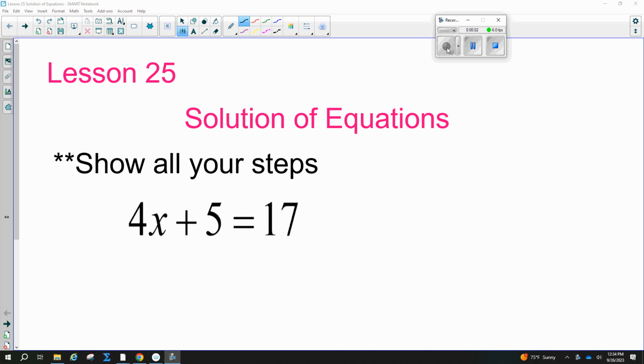All right, lesson 25, solution of equations. Show all your steps. Okay, 4x plus 5 equals 17. So you guys, we have two sides of the equations. I sometimes draw this line. You do not have to, all right? I'm just showing the sides of the equations.